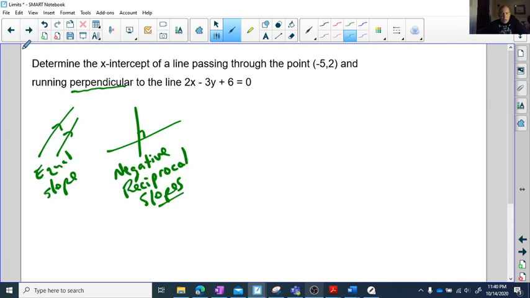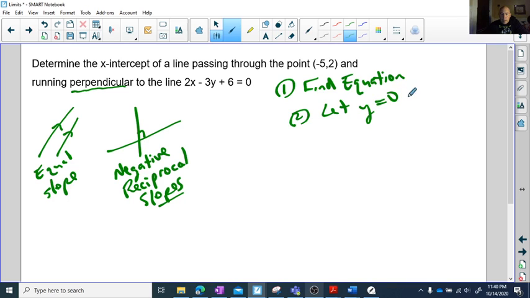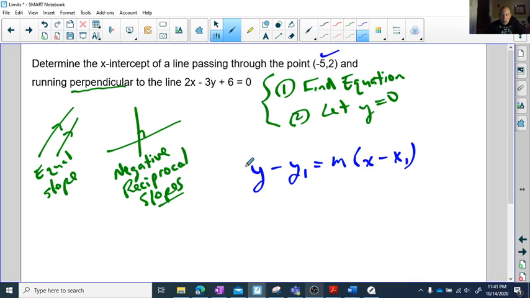So here's our plan. We're going to find the equation of the line. And then, once we get the equation, we will let y equal 0. And that will let us get the x-intercept. So that's our plan. Well, let's see if we can do that. To find the equation of any line, this is the first thing your brain should think of: point-slope form. I need to find a point on the line. Check, I know that, that's easy.